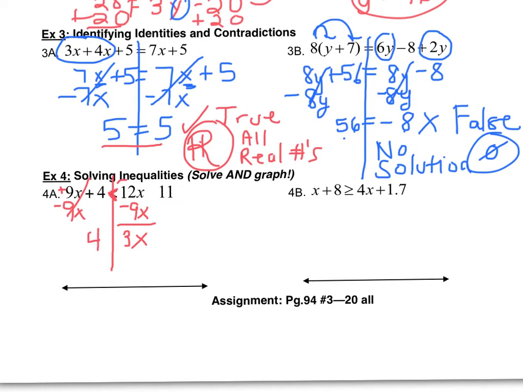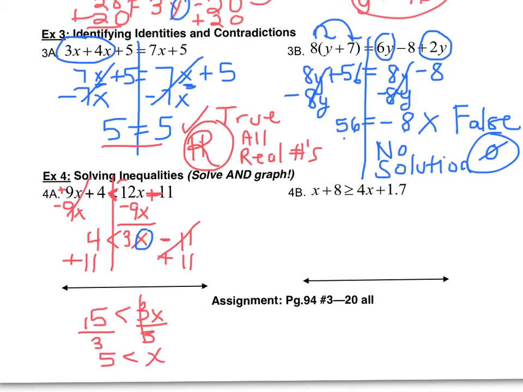I'll recopy the positive 4. I'll recopy the less than sign. And I think that was a -11 to begin with. So -11. Next, we continue to solve for x by getting rid of the 11. I'll do that by adding. So we have 15 is less than 3x. The next step would be to divide by 3 on both sides, and we get 5 is less than x.